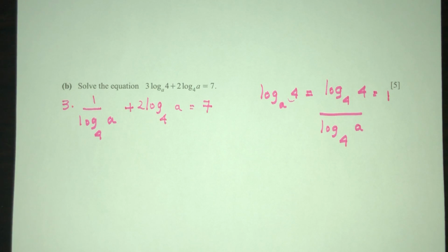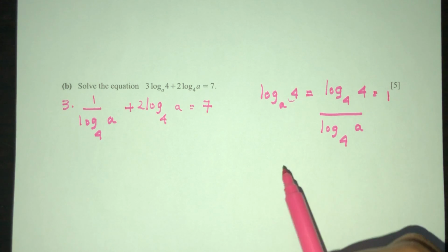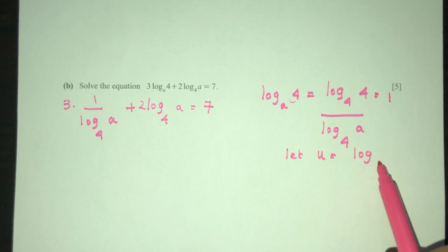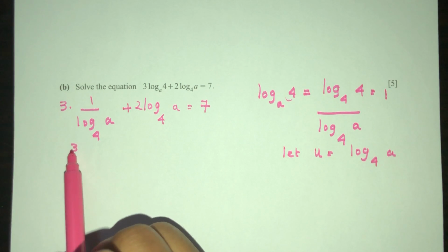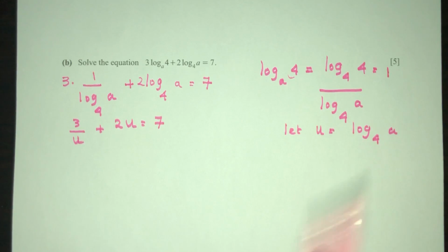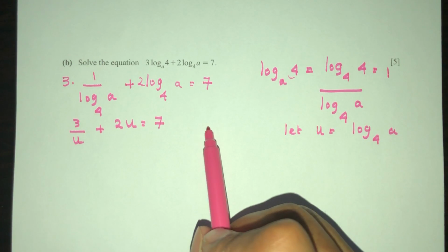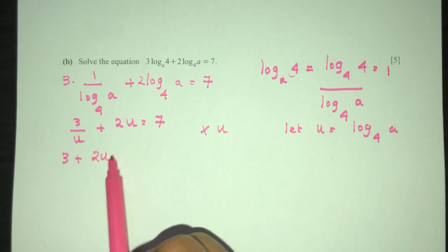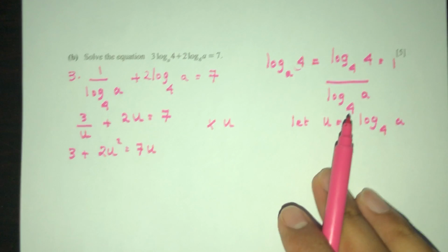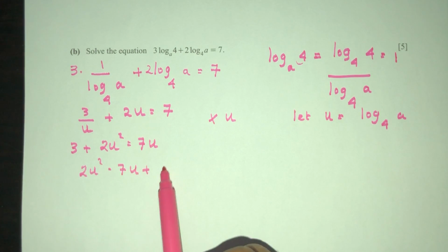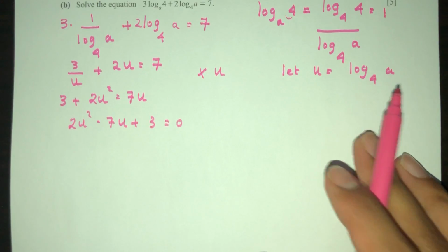Now one thing we can do here to make our life easier is use substitution again, because this is quite a big thing to work with. So we can just say let u equal to log base 4 of a. So you will have 3 over u plus 2u equal to 7. Now to eliminate this value right here, I can just multiply everything by u. So you will have 3 plus 2u squared equal to 7u. Now send everything to one side, you will have 2u squared minus 7u plus 3 equal to 0. Now we can factorize.